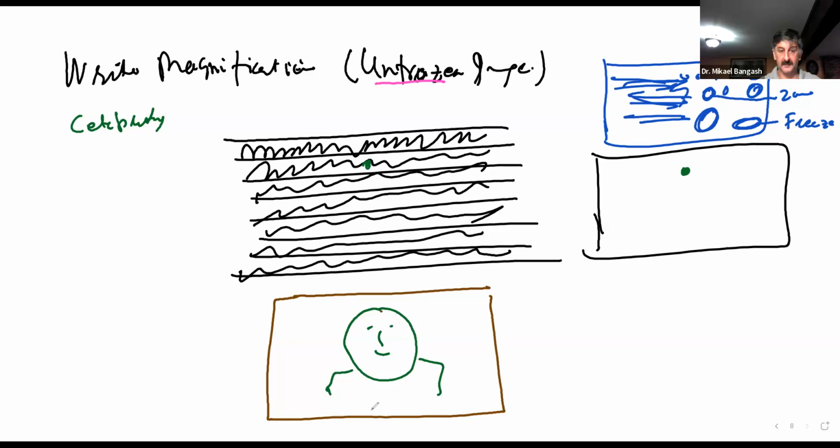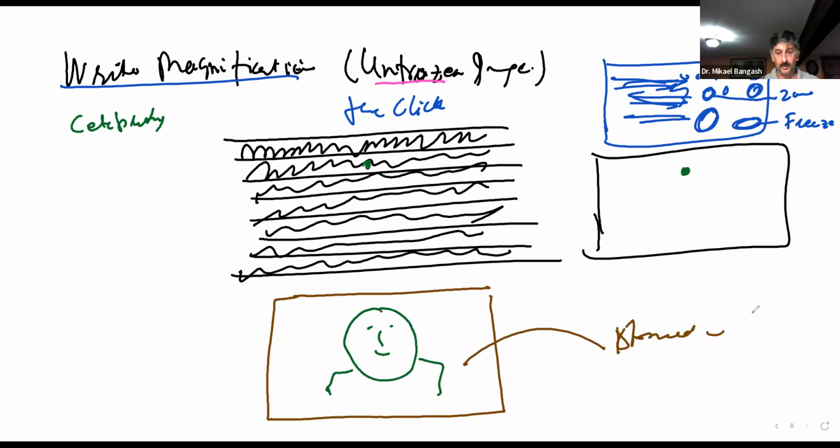Now, when you zoom in like this and then click, that would be an example of write magnification. Now you can see this image here is what is going to get stored in the memory. Once this image is taken, you can't untake it. Did that make sense?